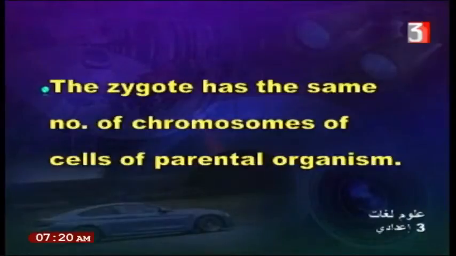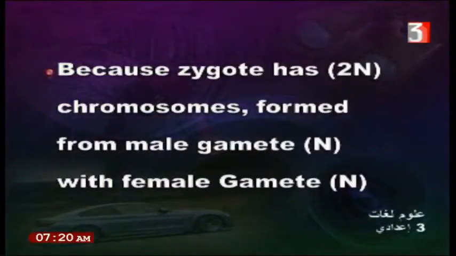The zygote has the same number of chromosomes as the cells of the parental organism because the zygote has 2N chromosomes, formed from the male gamete N with the female gamete N.